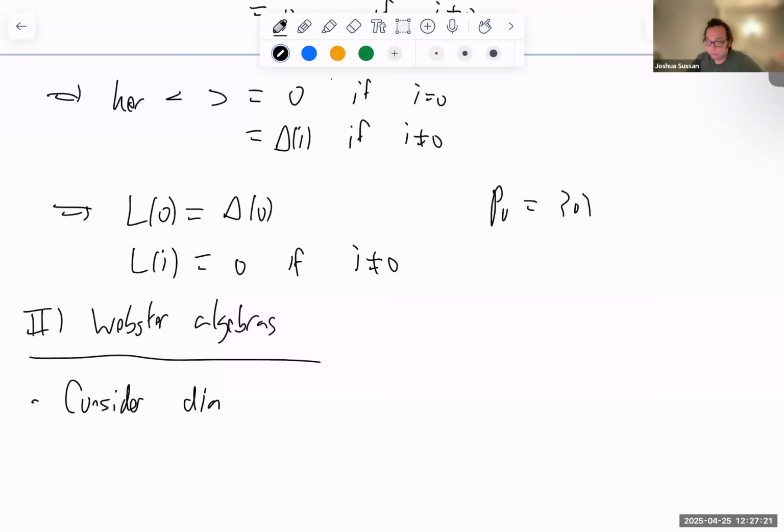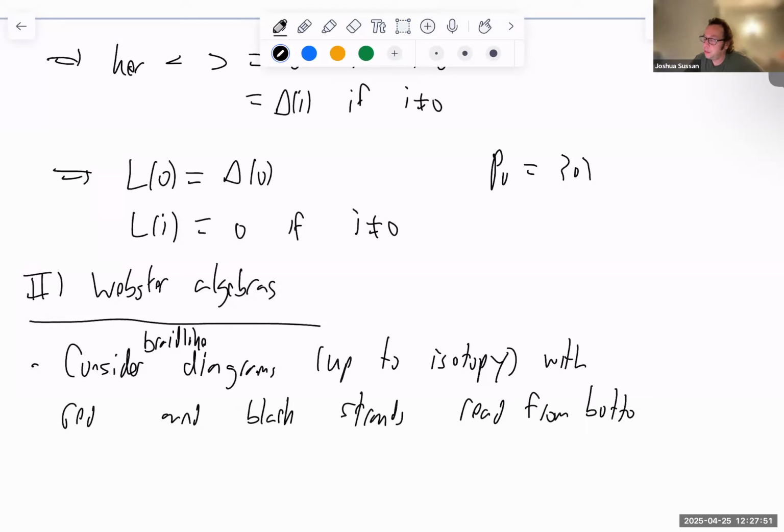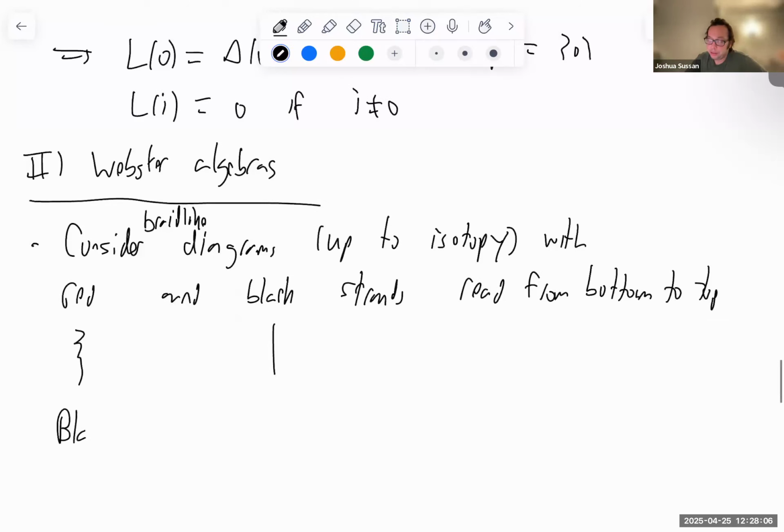So let's consider diagrams up to isotopy. Let's not worry about that too much. With red and black strands. I should say braid-like diagrams. I'll say what that means in a second. With red and black strands. Red from bottom to top. Okay, and I'll write a red strand as a squiggly thing and a black strand as a black thing too, so I don't have to toggle back and forth changing colors. And black strands, then I'll write an example. Black strands carry dots. Red strands can't cross.